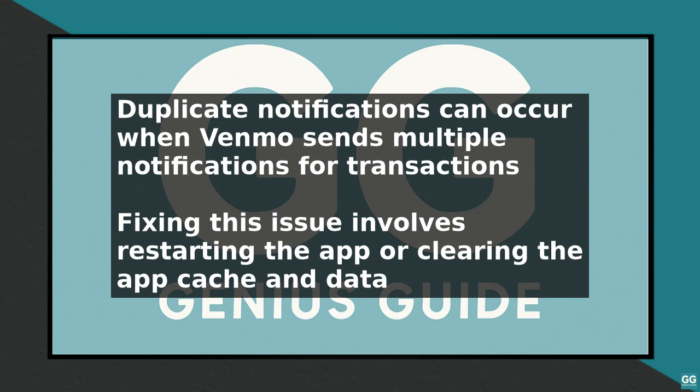In addition, some users may not be receiving notifications due to their phone's Do Not Disturb mode or notification filters. Check your phone settings to ensure that Venmo notifications are allowed during Do Not Disturb mode, or that the notifications are not being filtered out.